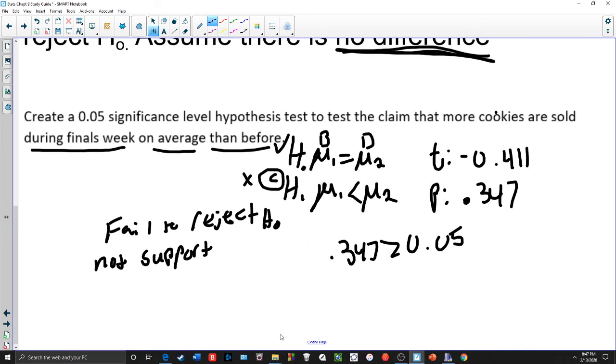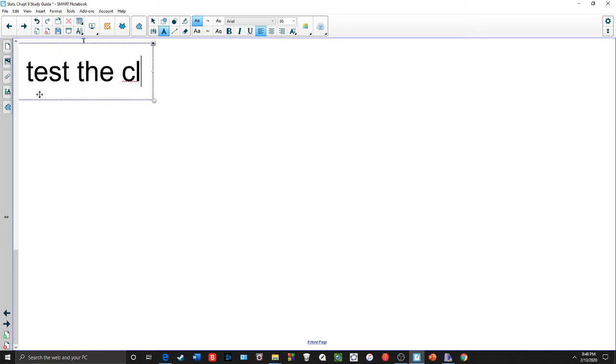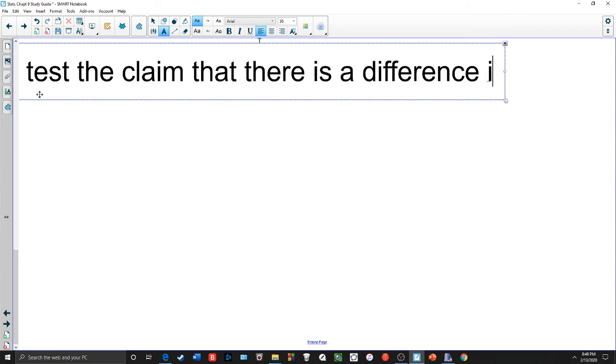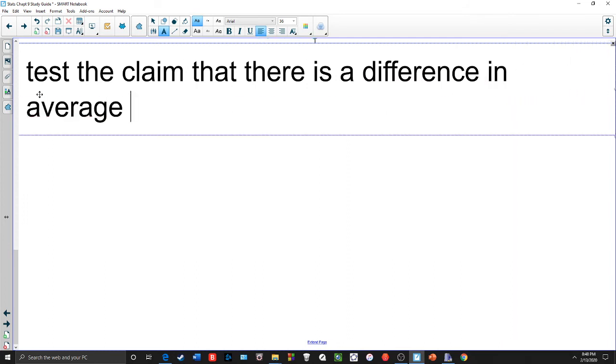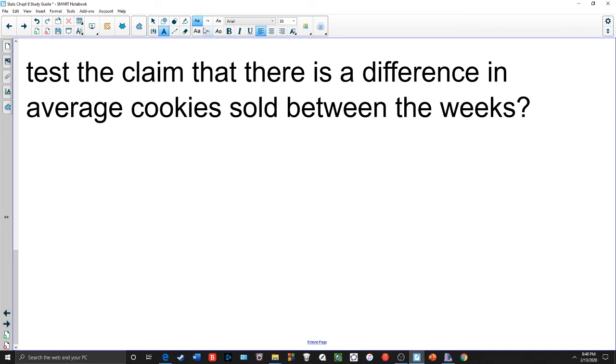Now, just as an aside, let's say I tricked this question up a little bit. This is just kind of an addendum here. Let's say I say test the claim that there is a difference in average cookies sold between the weeks. That means, again, I'm back to testing a difference here, not just two averages.